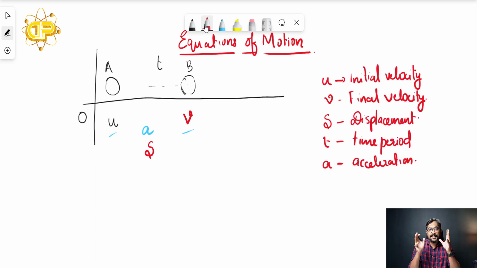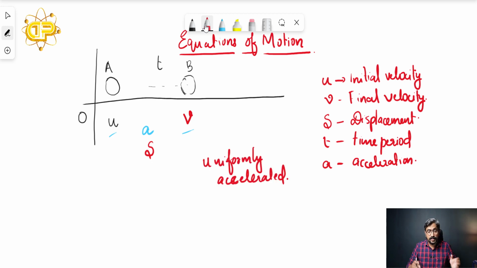This is a summary of the scenario that you have seen, and here keep in your mind that we are dealing with equations of motion for uniformly accelerated motion. The study is conducted for a uniformly accelerated object. That's why you are getting a constant a there.